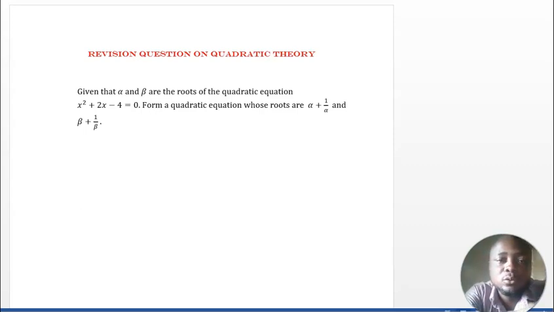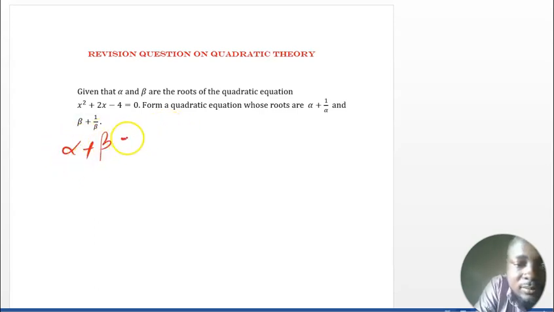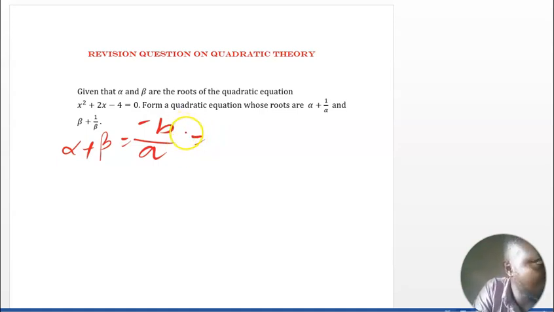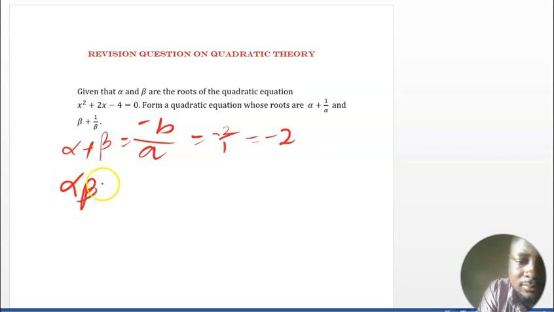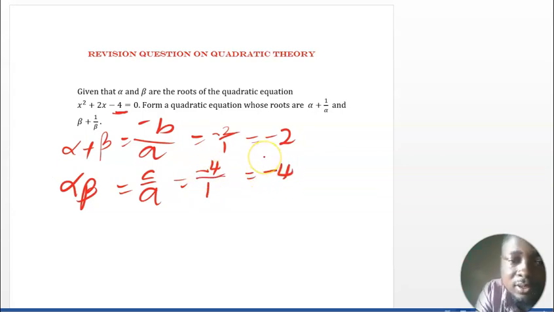Now, each time that we are asked to form new roots, the very first thing is to obtain the sum of roots and the product of roots from that main equation. So if the roots are alpha and beta, we have alpha plus beta equal to negative b over a. Now from our equation, what's our b? Our b is 2. So we have negative 2 divided by 1, which is negative 2. And our alpha beta is c over a. So here we have our c. From this equation, c, the constant, is negative 4. Negative 4 divided by 1, which gives us negative 4. So we have obtained our sum and product of roots from the main equation itself. That's the first thing we must do.